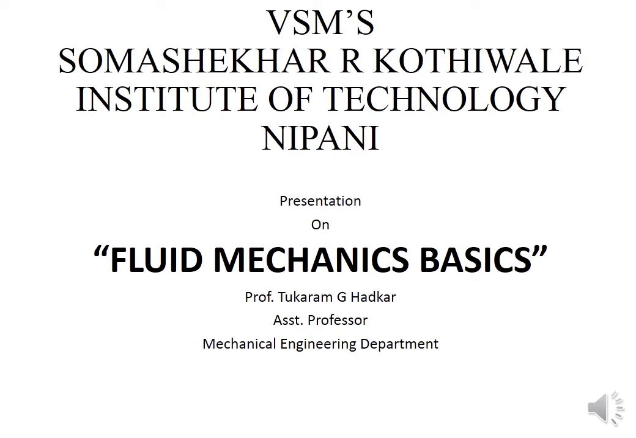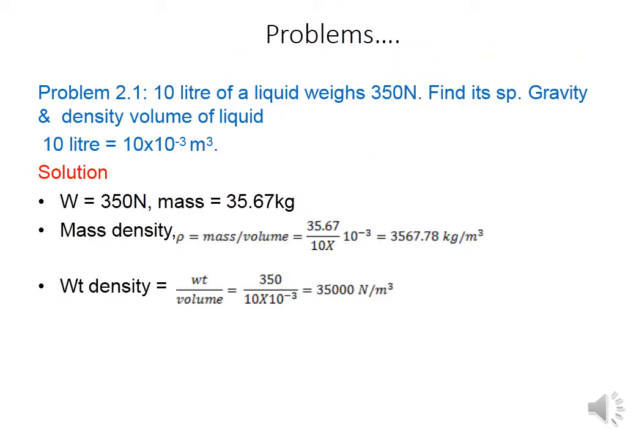So we'll continue with the second class, that is based on again basics. We'll see some of the problems now. A 10 liter of a liquid weighs 350 Newton. Find specific gravity and density volume of a liquid.